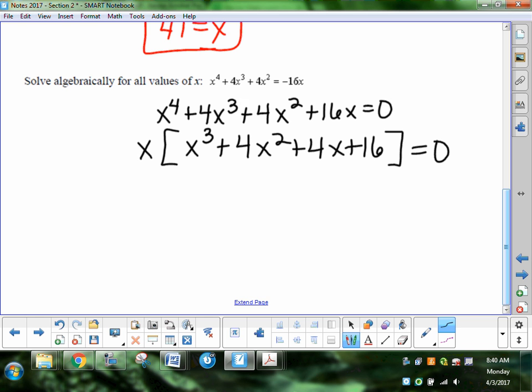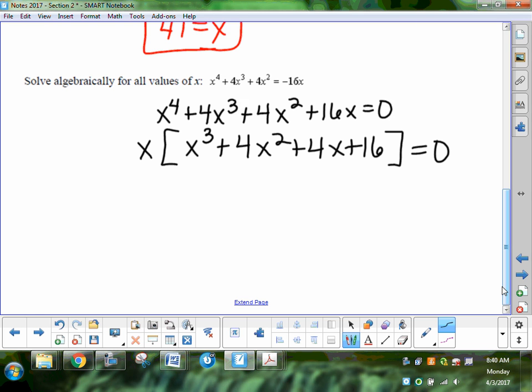And I use brackets because I know what's coming up. Looking at what's there, my next step, if this is what I've got, is to look at the remaining polynomial that's inside the brackets. Hands up, please, if you can tell me what we would do in order to get our answer there. Go ahead.